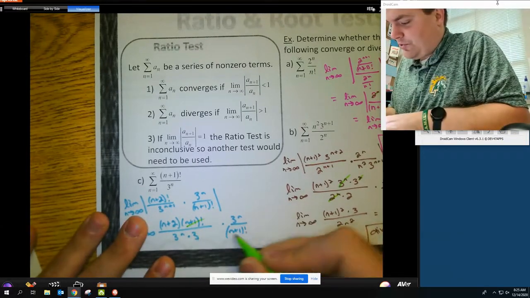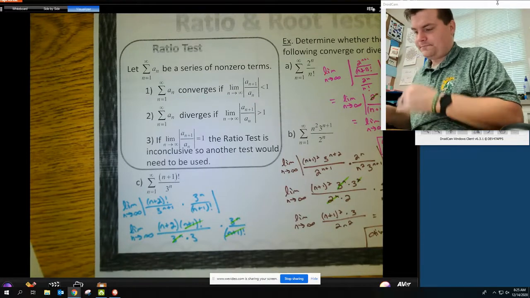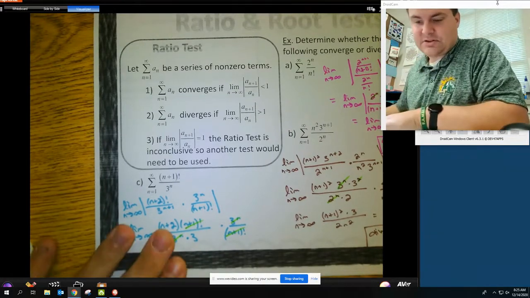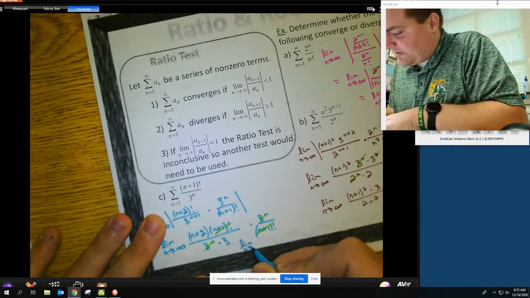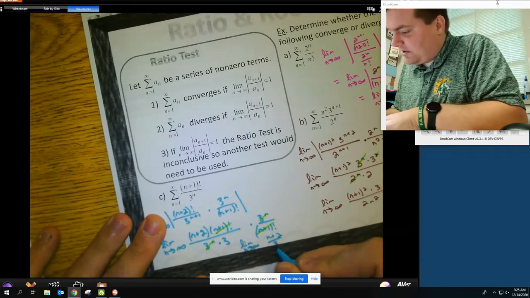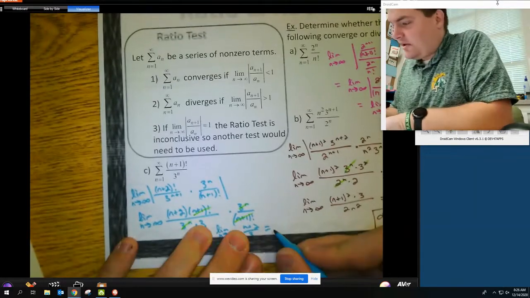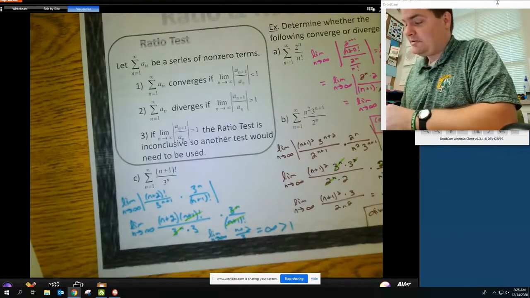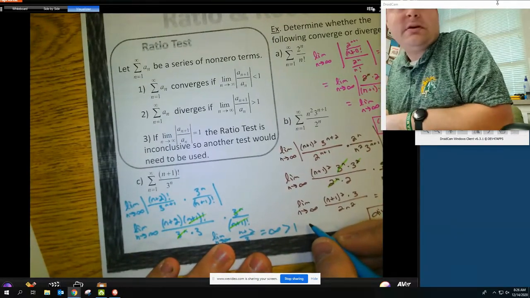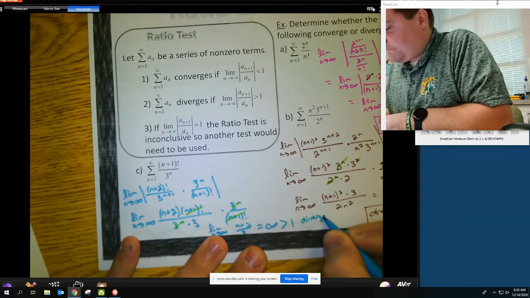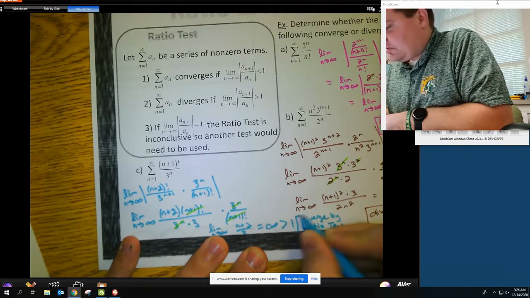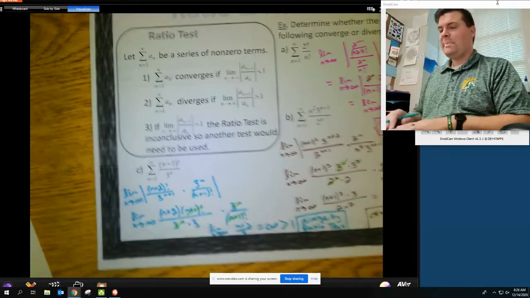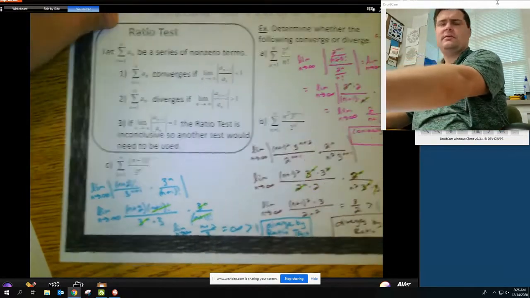So we're going to get boom, boom, boom, boom. Looks like just n plus 2. So this is going to be the limit as n approaches infinity of (n+2) over 3, which if you plug in infinity, will get infinity, which is indeed greater than 1. So therefore, this is also going to diverge by the ratio test. Okay, that's the ratio test. Go ahead and talk about the root test.